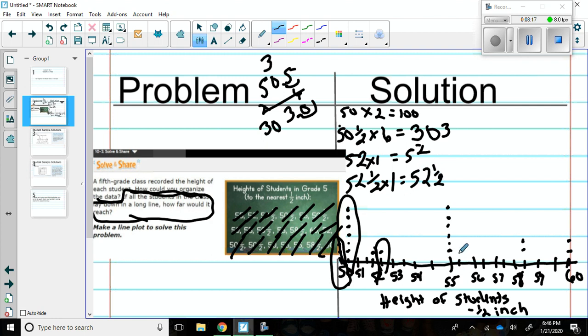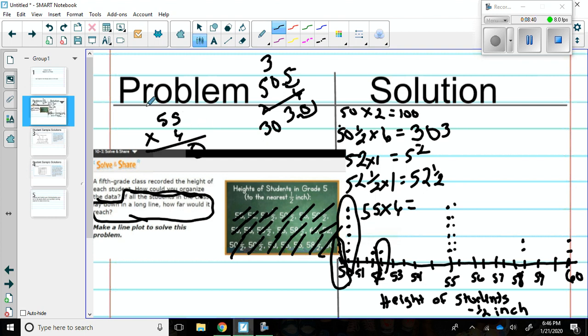My next plot is 55. How many 55s do I have? 1, 2, 3, 4, 5, 6. 55 times 6. So now I've got to do some more multiplication. 55 times 6.